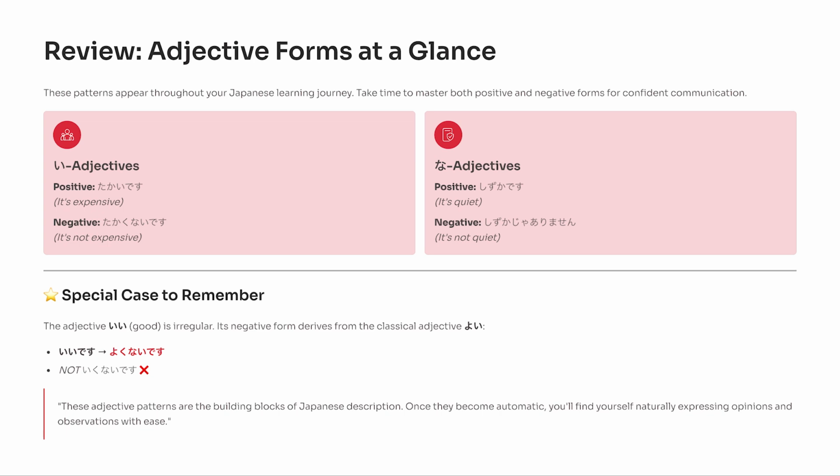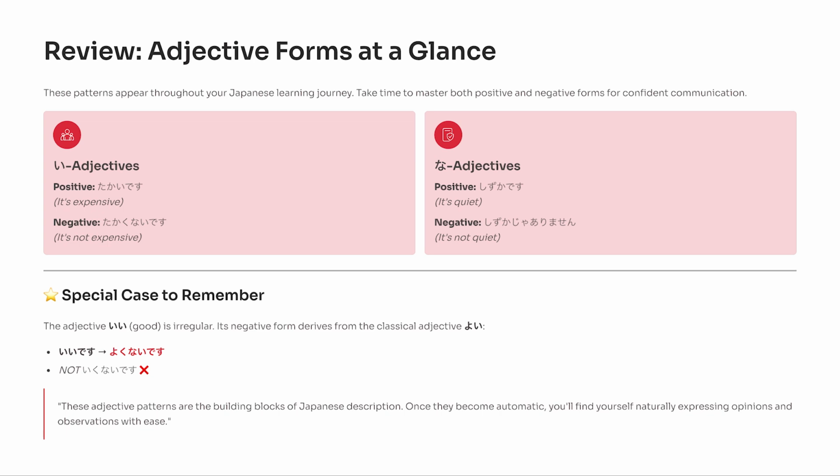Before we finish today's grammar points, let's do a quick review of the adjective patterns you've learned. Remember that Japanese adjectives are divided into two groups, i-adjectives and na-adjectives. For i-adjectives, the positive form is very simple. For example, 高いです means it's expensive. To make it negative, replace the final i with くない. So, 高くないです means it's not expensive.